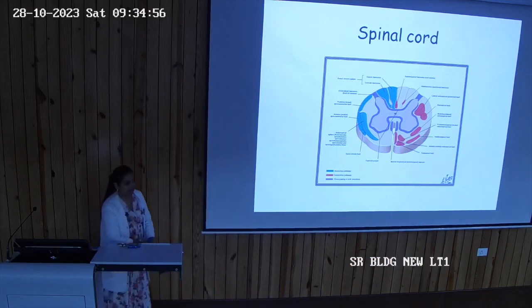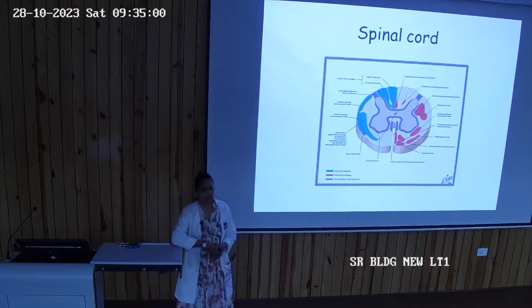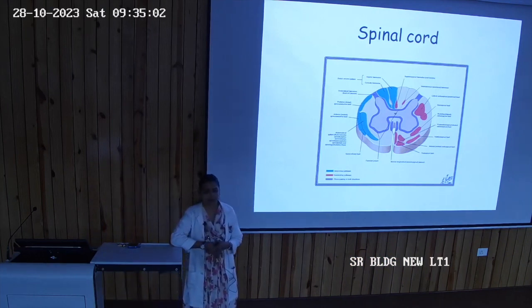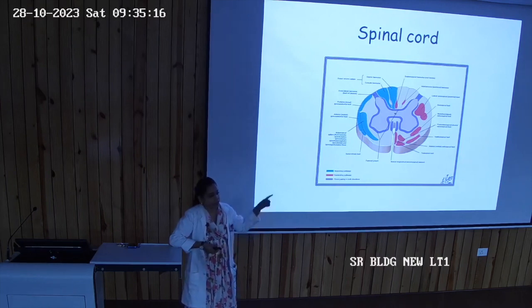So what is the function of the spinal cord, and where is it located? In the vertebral column. The spinal cord is basically continuous from the lower part of the medulla oblongata, from the upper margin of C1 till the lower border of the L1 vertebra. It is 45 centimeters in length. In cross section, the picture of the spinal cord appears like this.